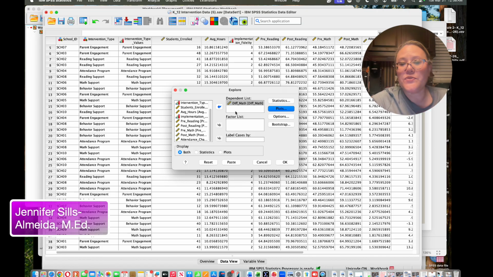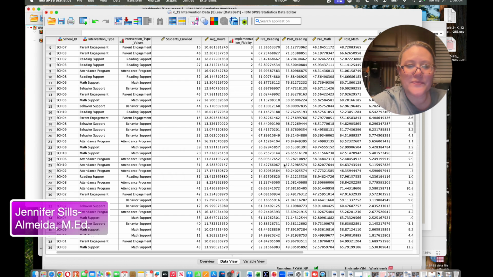We're not going to be doing any other factor lists. We're not comparing multiple groups. What we're doing is just looking at the group that we have, which is the people that are in math. The only difference is that the scores are being looked at at different times, different time periods. Okay, great.